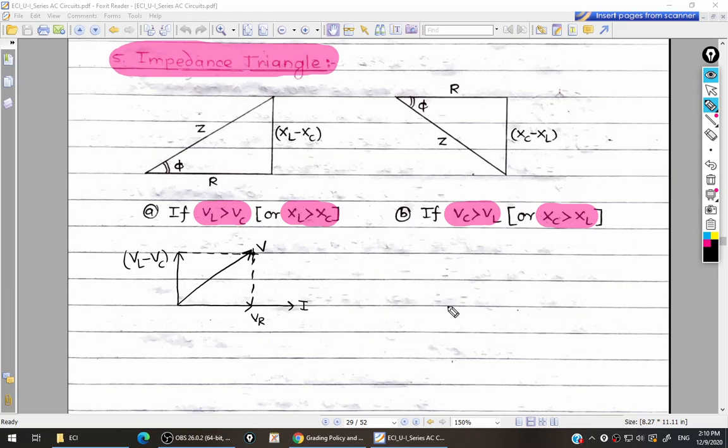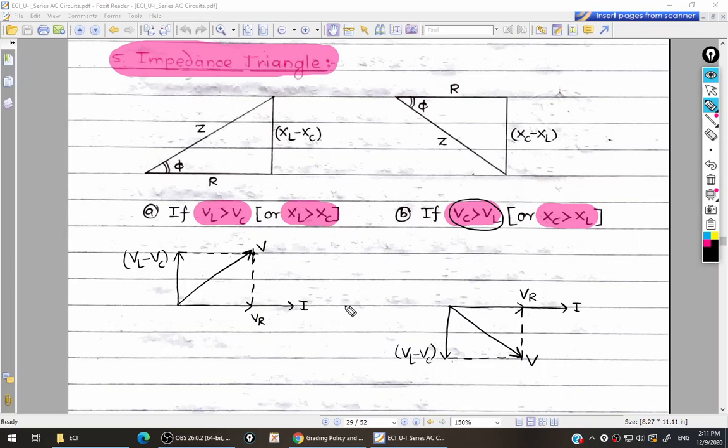Similarly, if you are drawing the phasor diagram when VC is greater than VL, this is your current, and this is the voltage across the resistor. Now VC is greater than VL, so VL minus VC will be negative, because your VC is greater than VL. Now we will draw V. So we will take horizontal and vertical projection and then attach the origin point with this cross section point, and we are getting V.